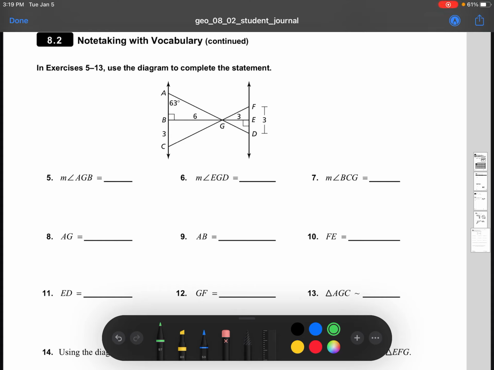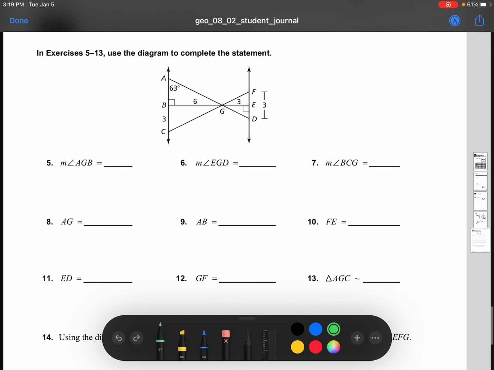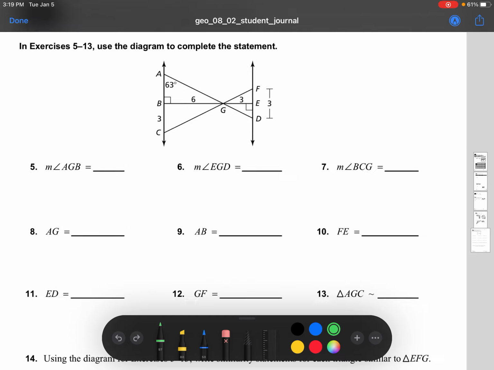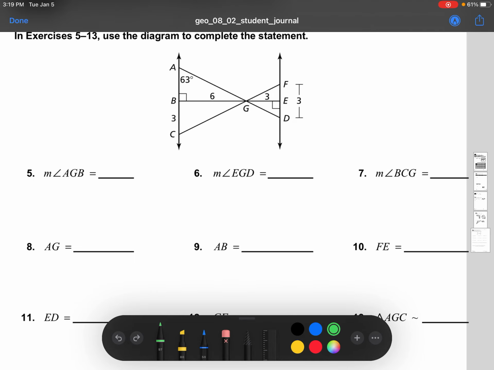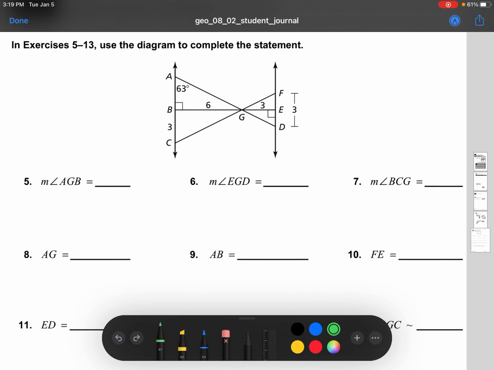All right, welcome to part 3 of our lesson on similar triangles and the angle-angle theorem. So this next diagram has a long list of questions that we're going to answer about it. I think we can assume that all these triangles are similar. It doesn't quite say it, but I think that's a safe assumption here.